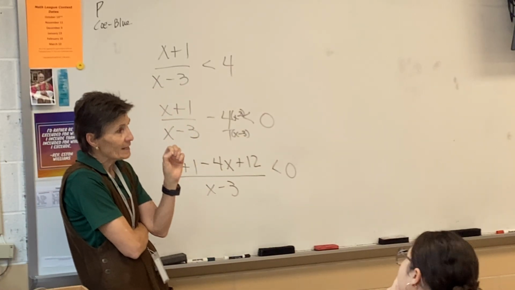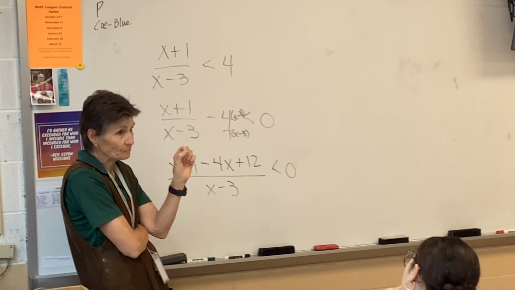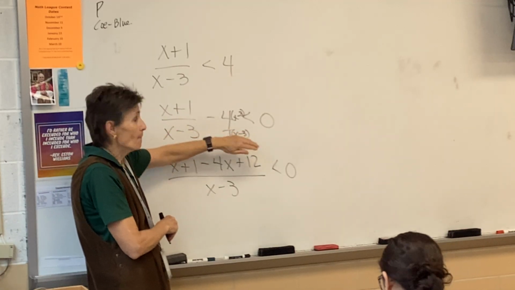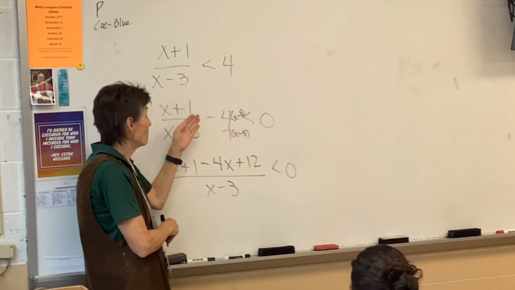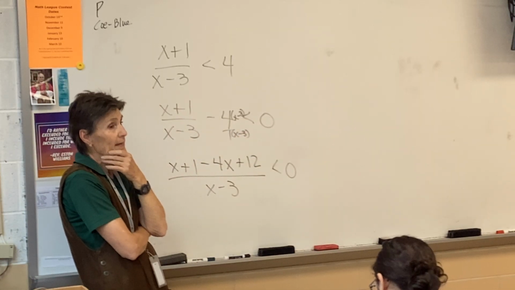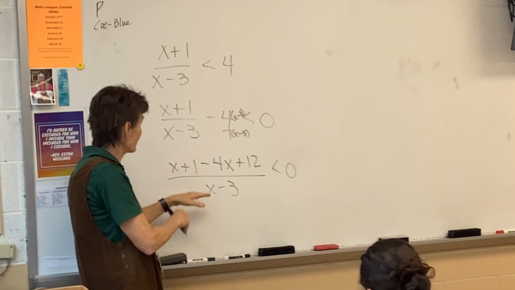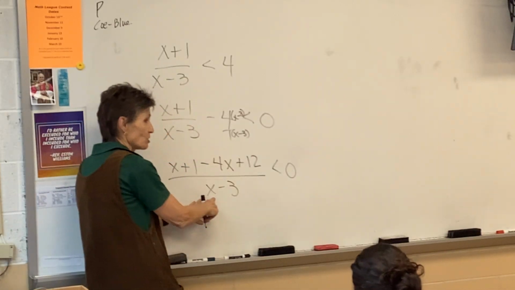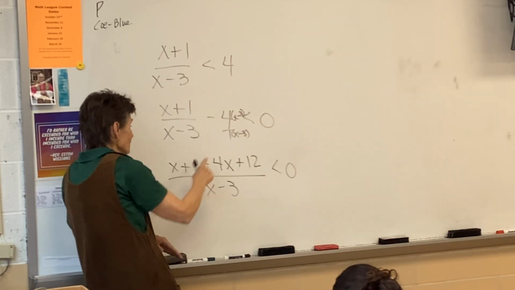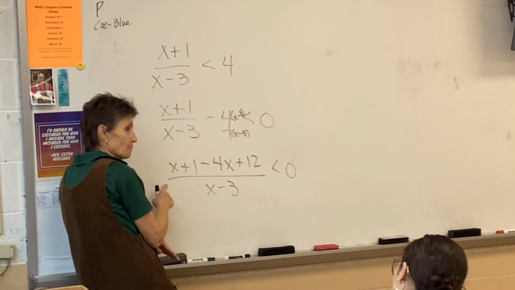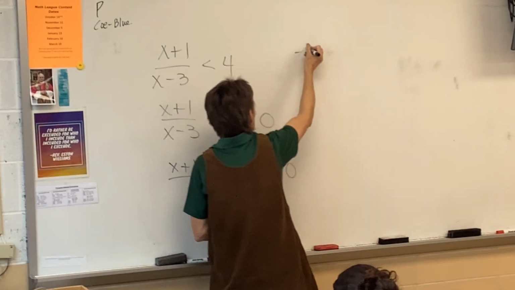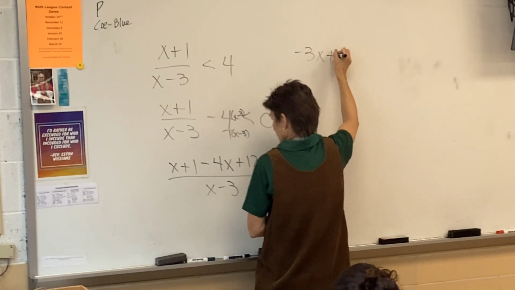If this had been an equals problem, then I could ignore my denominators. But in an inequality, both parts are essential, so I have to keep my denominator. So my common denominator is x minus 3, and my total numerator is this, which I might as well go ahead and combine. Negative 3x plus 13.